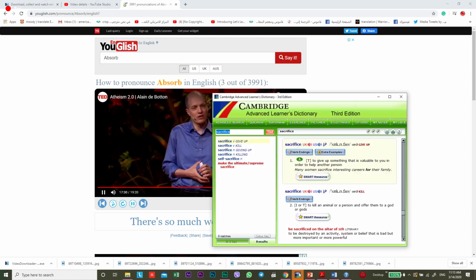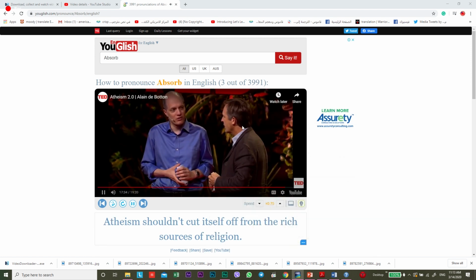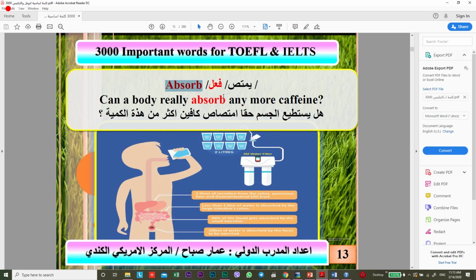Absorb, with Z. There's so much we can absorb. Atheism shouldn't cut itself off from the rich sources of religion. So we pronounce Z. Absorb means to yamtas. We can say the plant's roots absorb water. النبات يمتص الماء. Clear? The roots are جذور.